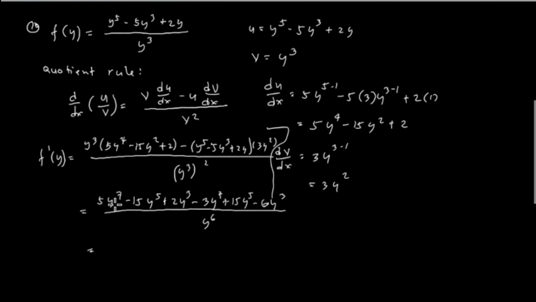Check for similar terms. 5y to the 7 minus 3y to the 7 is 2y to the 7. Negative 15y to the 5 and positive 15y to the 5 cancel out. 2y cubed minus 6y cubed is negative 4y cubed, and we divide by y to the 6. And then we simplify. 2y to the 7 over y to the 6 is 2y, and negative 4y cubed over y to the 6 is negative 4 over y cubed, since 6 minus 3 is 3. And this is the derivative: 2y minus 4 over y cubed.